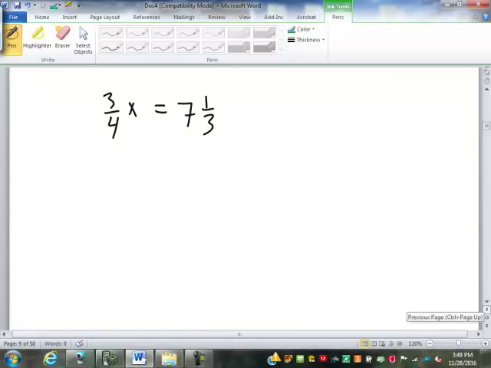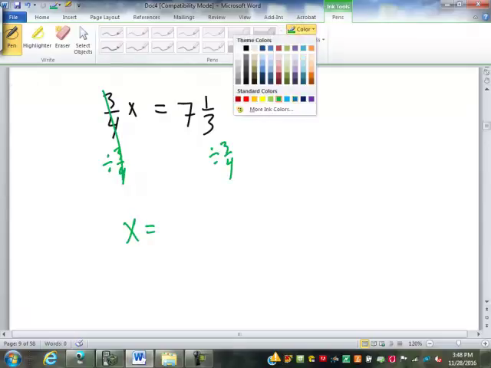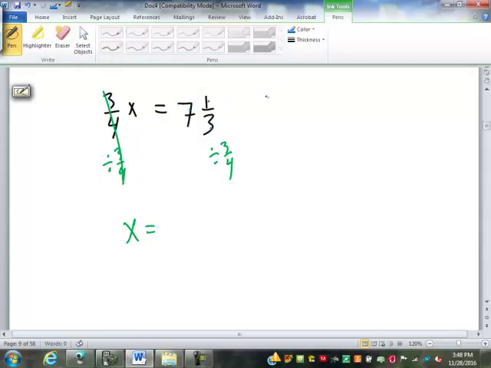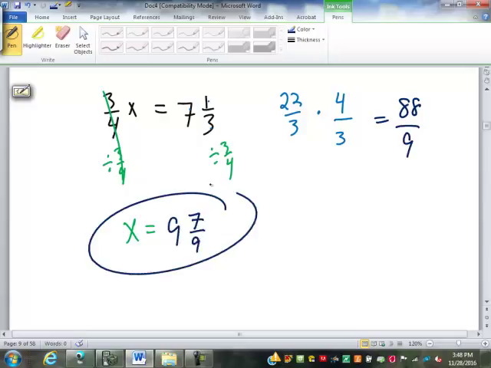So looking at this one, X has been multiplied by 3 fourths. So to solve it, we must divide by 3 fourths. So that's gone. X equals 7 and 1 third divided by 3 fourths. Well, 7 and 1 third, 7 times 3 is 21 plus 1 is 22 thirds. Instead of dividing by 3 fourths, we multiply by the reciprocal, 4 over 3. So we have 22 times 4 is 88. 3 times 3 is 9, which is 9 and 7 ninths. Anybody get that? Okay. The fraction calculator can be very helpful with those as well.